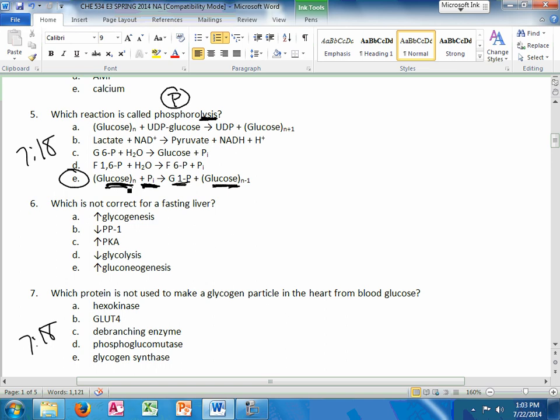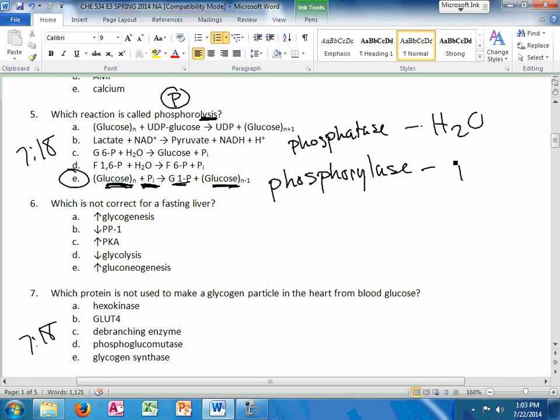So it makes up phosphorylase, like glycogen phosphorylase, and phosphatase. Phosphatases we see are using water, phosphorylases are using phosphates.